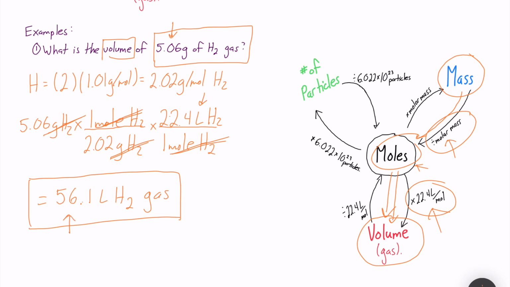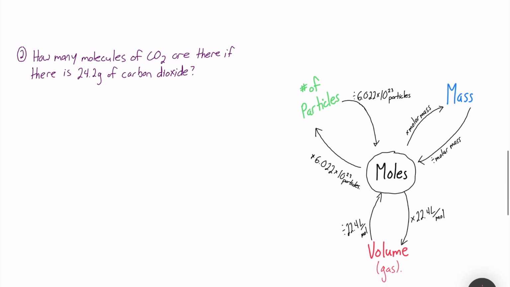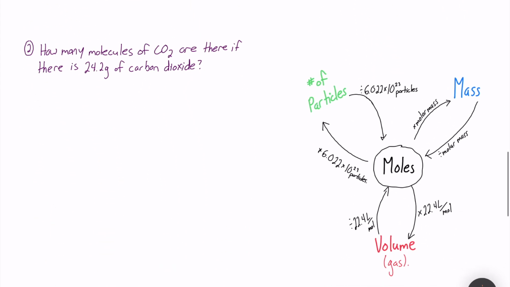Okay, so that is the first example. Let's move on to number 2. It asks, how many molecules of CO2 are there if there is 24.2 grams of carbon dioxide? So again, let's figure out what we are given here.